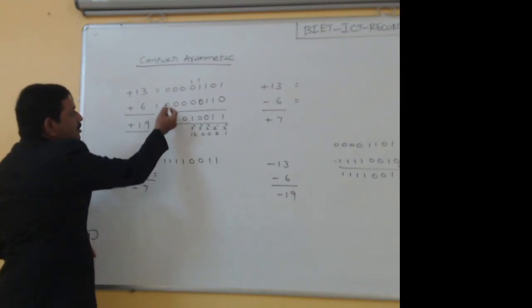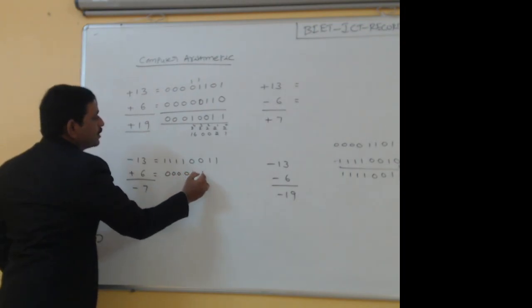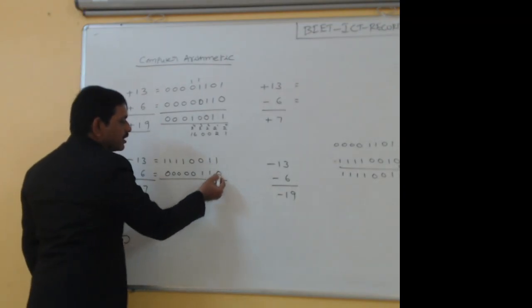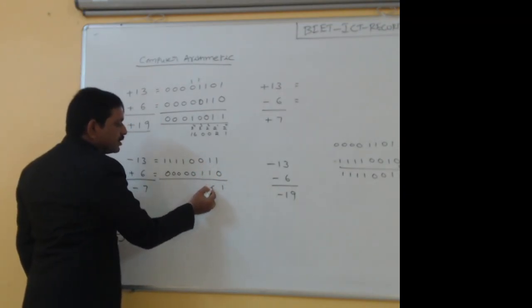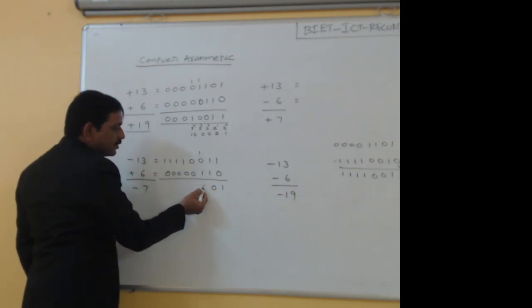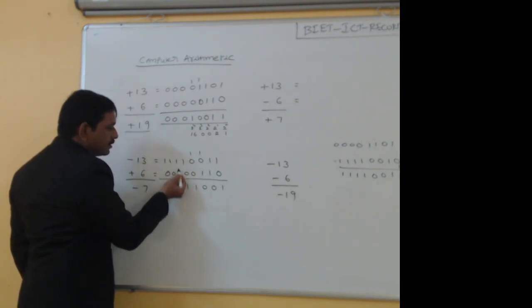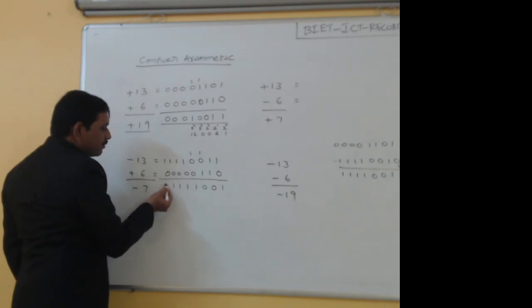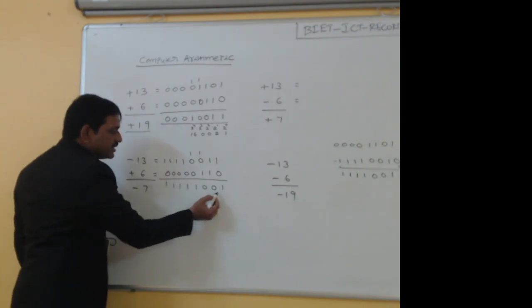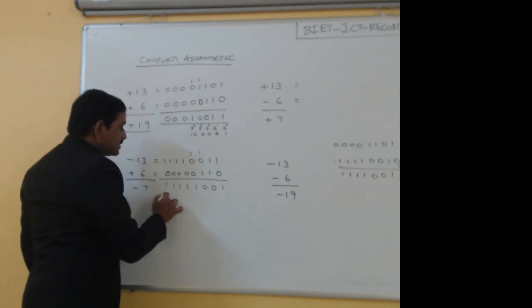Then plus 6 is 00000110. By adding these two numbers again, we get 1 plus 0 is 1, 1 plus 1 is 0 with carry 1, and so on, giving 11111001. This is minus 7. Minus 7 is represented in 2's complement. Later we will see what plus 7 is.